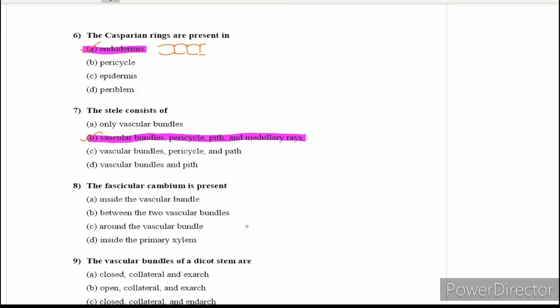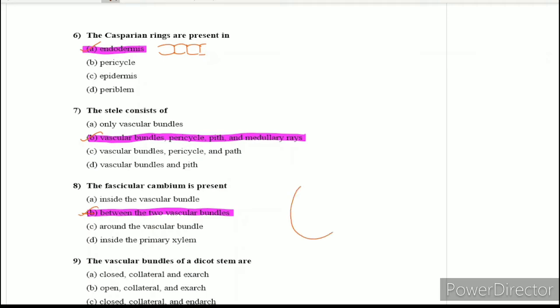Next question. The fascicular cambium is present. So fascicular means it is present in between xylem and phloem. As we already know, the fascicular cambium is between the two vascular bundles. Option A, inside the vascular bundles. Option B, between the two vascular bundles. Option C, around the vascular bundles. And option D is inside the primary xylem. So the correct answer for this question is option B, between the two vascular bundles.